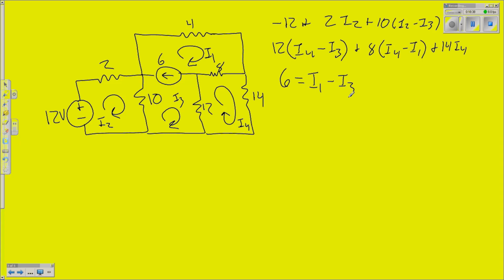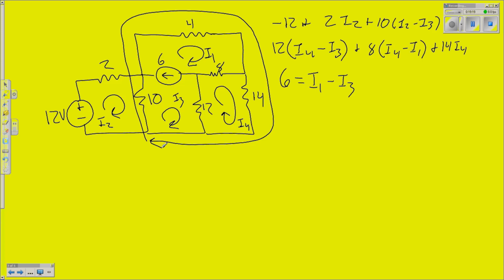Now, I still need one more equation, because I've got 4 unknowns. What I can do is define a new mesh that doesn't touch that current source. So what we're going to have to do is go right around the outside there. So we define a new mesh right along this periphery here. So from the 10 ohm up to the 4 ohm, down to the 14, and then back to the 10.